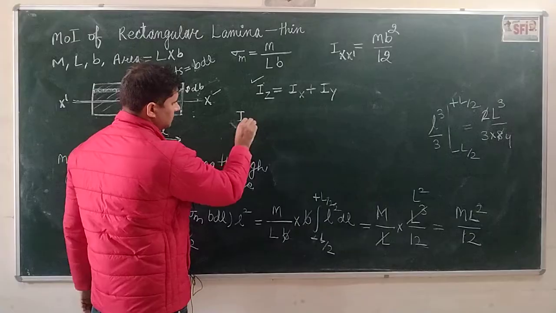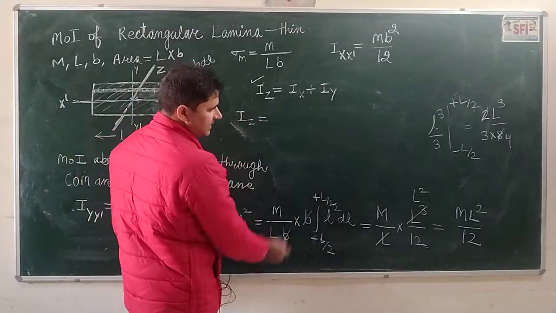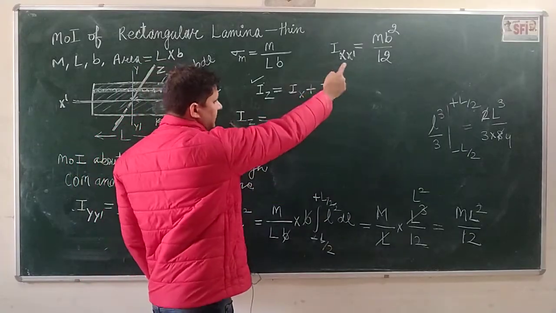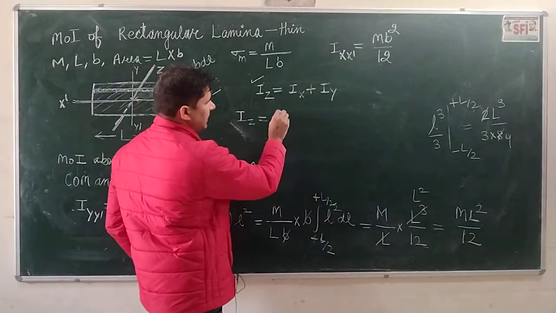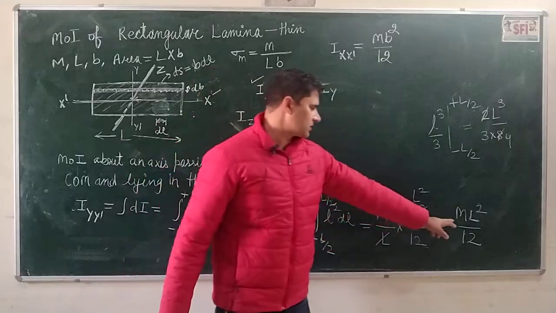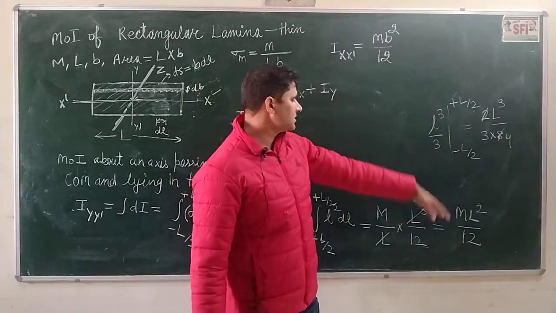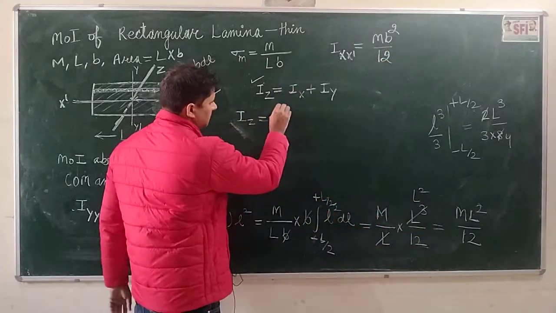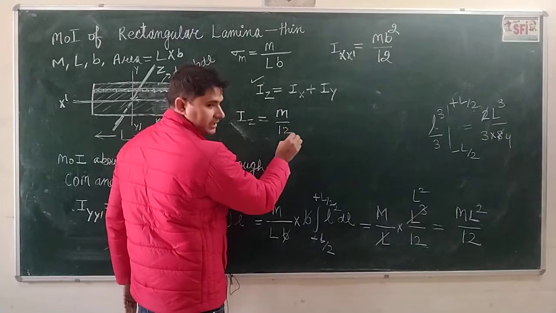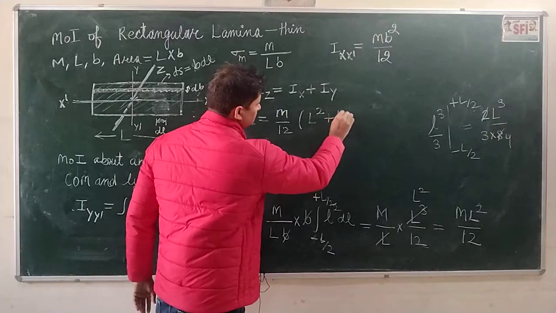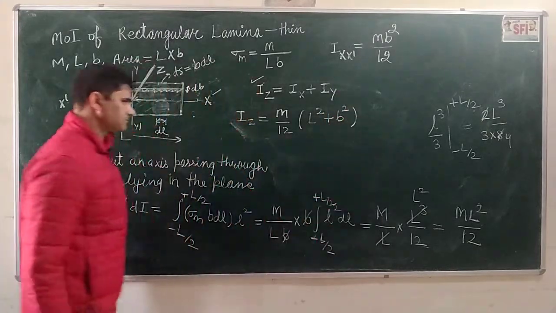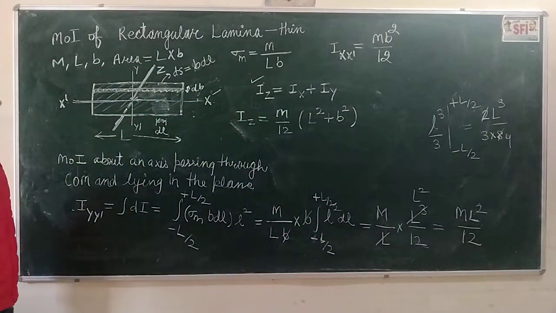So Iz here will be equal to, what is Ix? You can see this is Ix and this is Iy. So here you just have to add these, and in these two terms you see m by 12 is common. So I can take it common, m by 12 into (L square plus B square). Okay, so this is how you can find the moment of inertia of a rectangular lamina. You can do other cases.